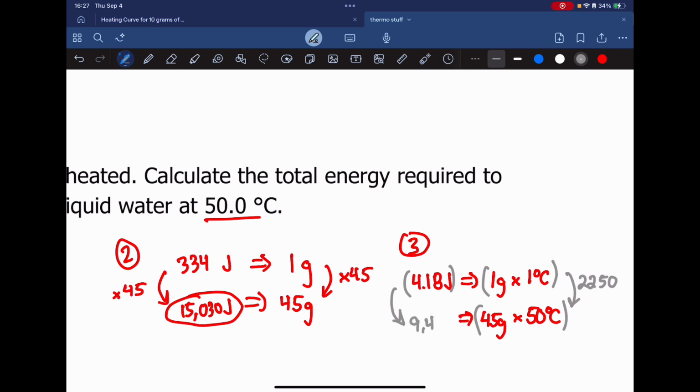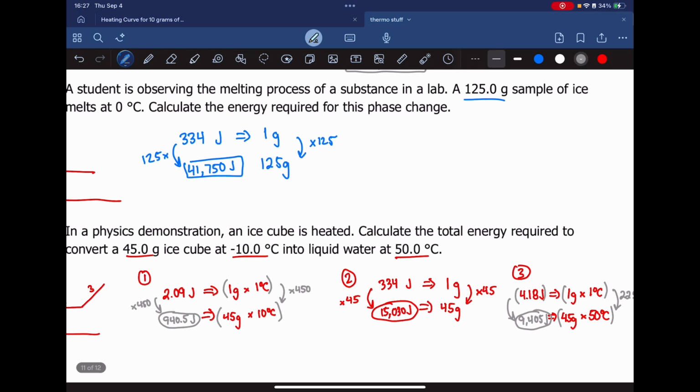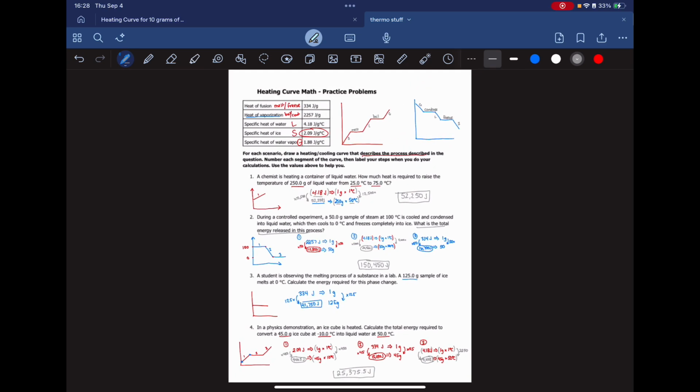I got now 9,405 joules. All right, step 1, 2, and 3 are all solved for. So now we can go ahead and add all these numbers up, and it should give us our total answer. All right, I got 25,375.5 joules. And yeah, looking good. All right, let's go on to question number 5.